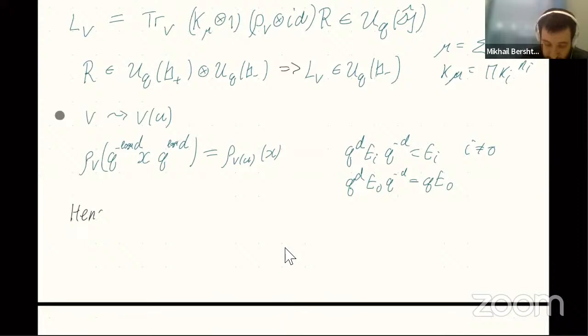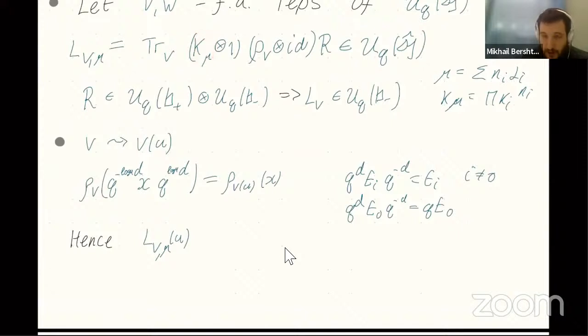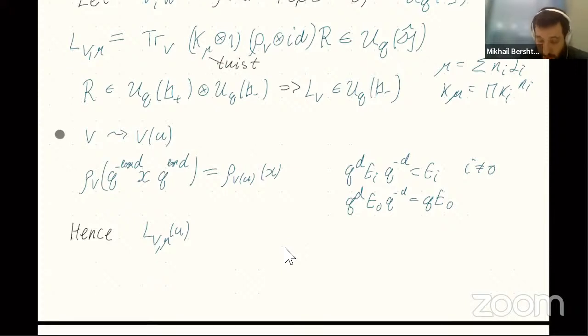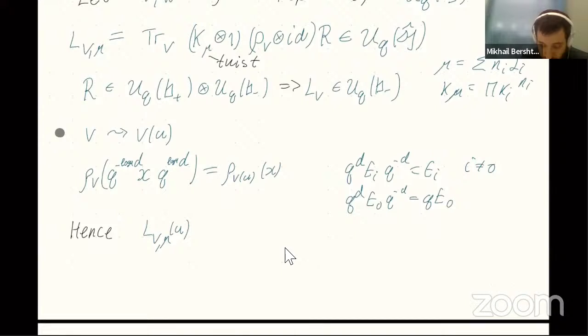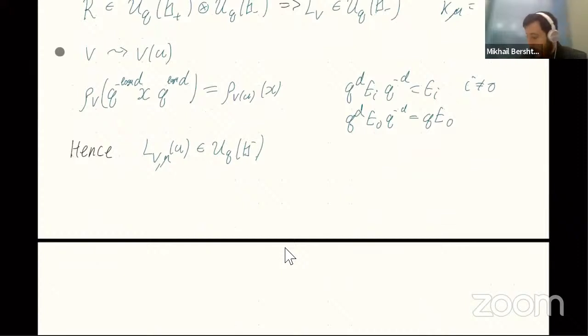hence, we can define LV of U. Okay, but maybe we can remember that it actually depends not only on beta, but also on mu, such a Cartan element which acts on the end. This element is sometimes called twist in the literature. We have LV mu of U, which belongs to UQ of P minus. Okay, so we define this element, and why did we do this?